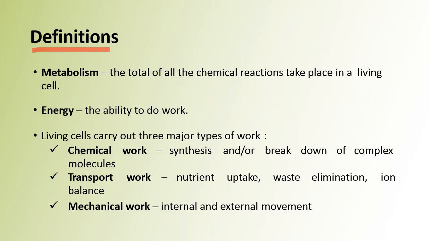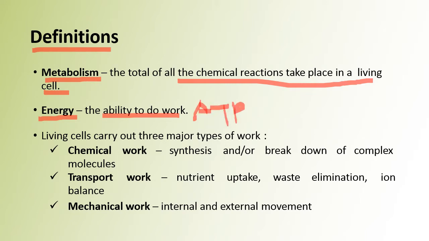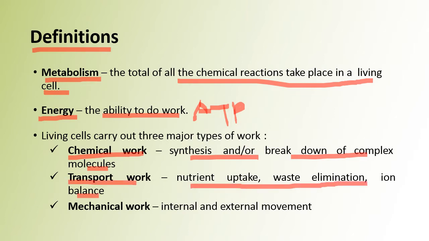Okay, let's look at the definitions. Metabolism is the total of all chemical reactions that take place in living cells, which includes anabolism and catabolism. Energy is the ability to do work, measured in ATP. Living cells need ATP or energy to carry out three work processes: chemical work, such as synthesis and breakdown of complex molecules; transport work, including nutrient uptake, waste elimination and ion balance; and also mechanical work, which includes internal and external movement.